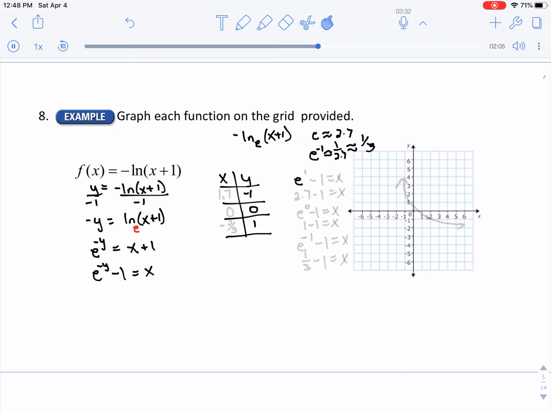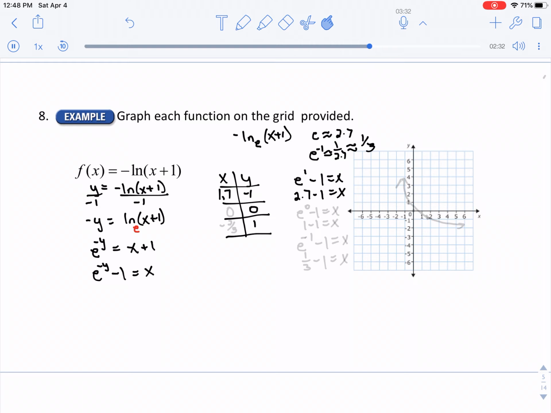negative y power, which would be the opposite of negative 1, which is e to the first power, equals x. Oh, I forgot my minus 1, sorry. E to the first power minus 1 equals x. And then remember that e to the first power is approximately 2.7 minus 1 equals x. So x is approximately 1.7.